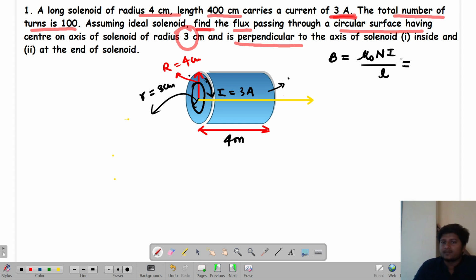So now look over here. Mu naught. What is the value of n? See, the total number of turns is 400. So 400. Length is how much? 4, into current I. Right or not? So therefore, B can be given as 100. It is okay.